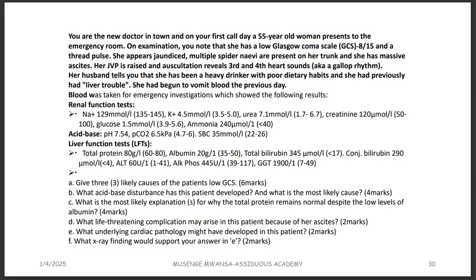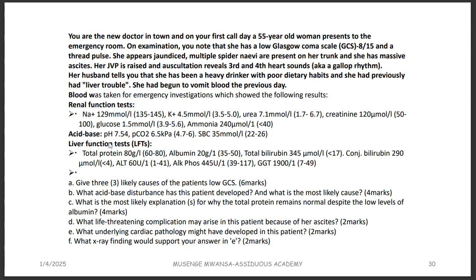Let's review this one. We want the acid-base disturbance that has developed and then the cause for that acid-base disturbance. Look at the pH. Let me write this so that it is going to be making more sense. Okay. Unfortunately, I can't write it for now.